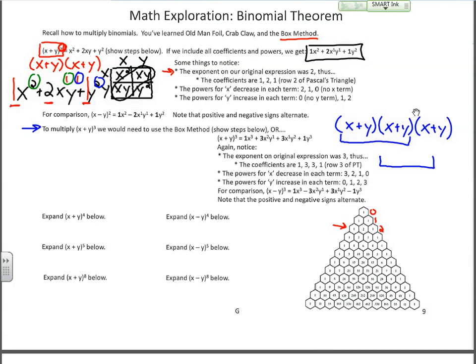Ugh. Okay, well, we already know that (x + y) times (x + y), these first two, is equal to x squared plus 2xy plus y squared. So in essence, what we have here is x squared plus 2xy plus y squared times x plus y. So using the box method, what type of box do I need here? I need a 3 by 2, right? I've got a 3-termed expression times a 2-termed expression. I need a 3 by 2.